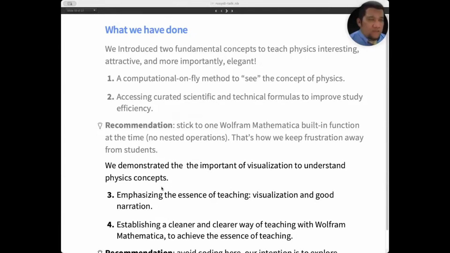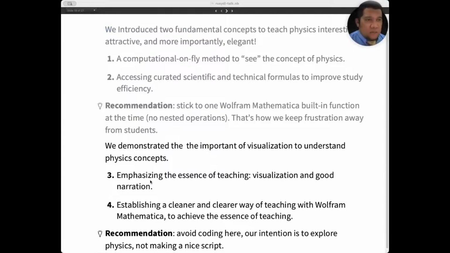And this is an example of how I explain to the readers using Wolfram Mathematica. So what we have done so far, in addition to the first 2, we got another 2 concepts. We already demonstrated the importance of visualization to understand physics concepts, emphasizing the essence of teaching, visualization, and good narration, establishing a cleaner and clearer way of teaching with Wolfram Mathematica to achieve the essence of teaching. Recommendation: avoid coding here. Our intention is to explore physics, not making a nice script.